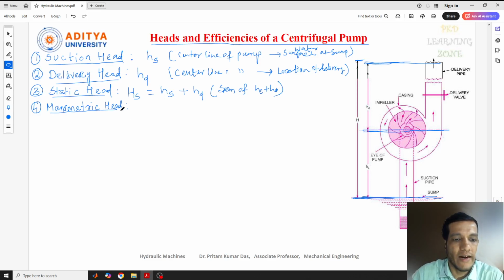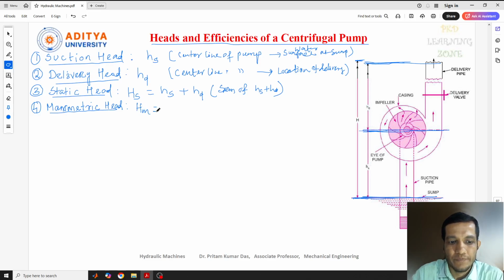Now the manometric head is defined as the head against which a centrifugal pump needs to work. What is the meaning of this? The manometric head is denoted by HM. Let me write this HM. HM can be written in different ways. I'll tell a few types. First one, let me write.